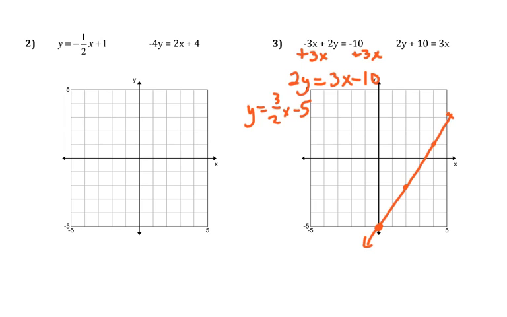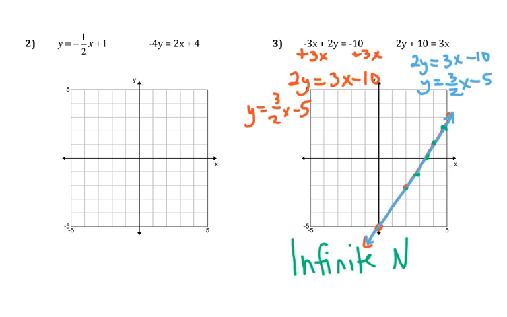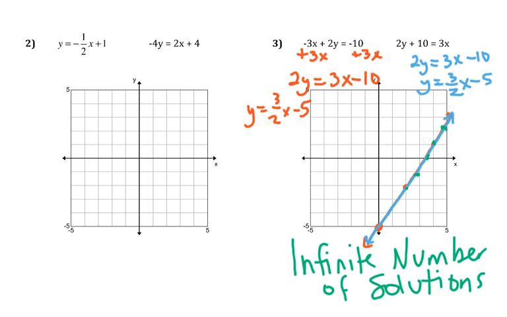For my next equation, I'm going to have to subtract 10 from both sides. And I get 2y equals 3x minus 10 and then divide everything by 2. And this starts to look familiar because that's exactly the same equation. So when I go to graph that, I'm actually going to be graphing the same exact line. So the question is, where is the solution to that system? Well, the solution is every point on this line. And so this is where we're going to say there's an infinite number of solutions. And that's what you would say for your answer.